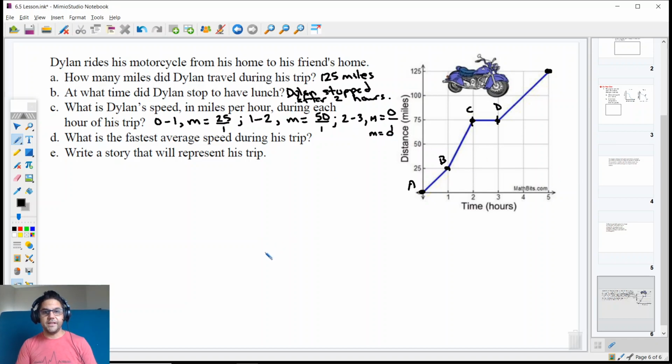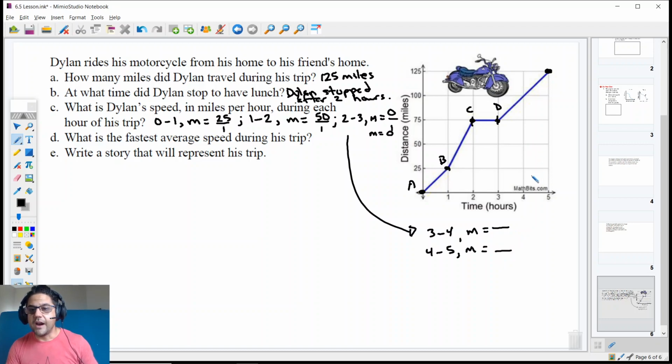And I'm going to come down here because I'm losing some room. Maybe I can bring it over here. All right, we did 2 to 3. Now we're going to go to 3 to 4 and 4 to 5. Again, m is for the slope, not miles.